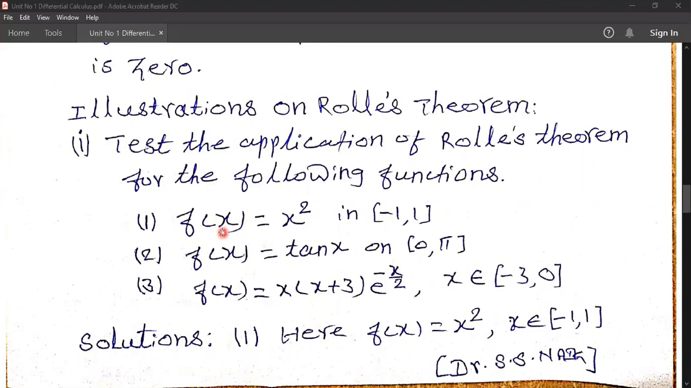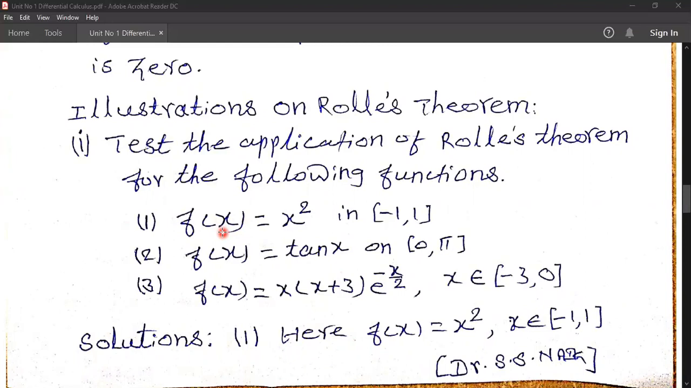So we'll have to consider all three conditions for these functions to verify Rolle's theorem. What are the conditions? f of x must be continuous in the closed interval. f of x should have a definite derivative in the open interval, and f of a must be equal to f of b. If these three conditions are satisfied, then there exists at least one point c belonging to this open interval such that f dash of c is equal to 0. Okay, so that is what we call Rolle's theorem.